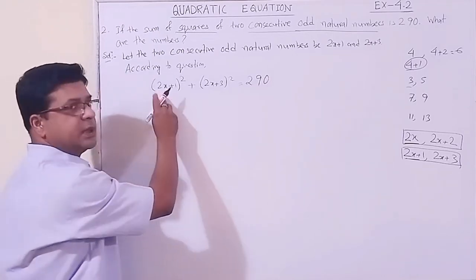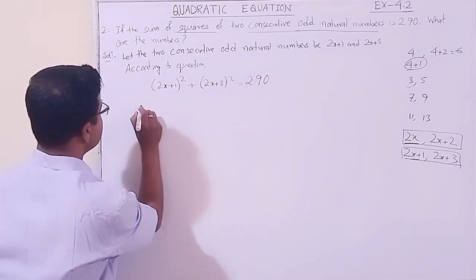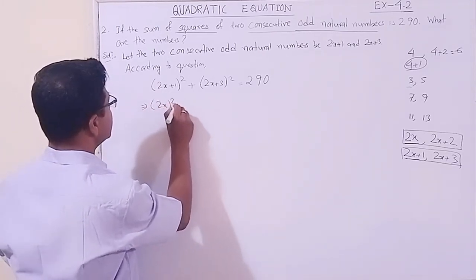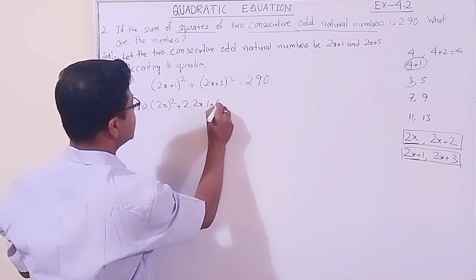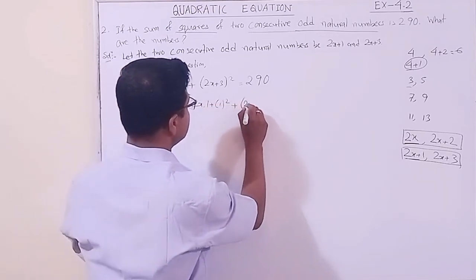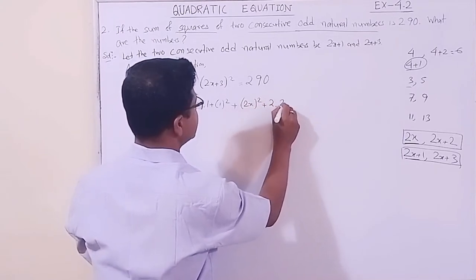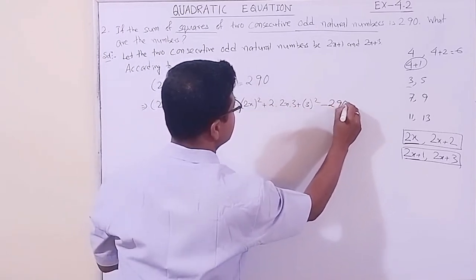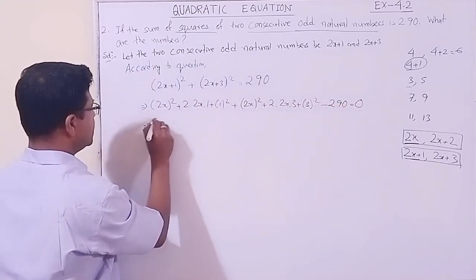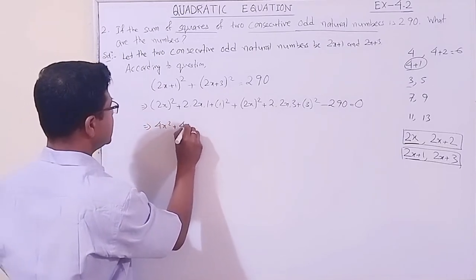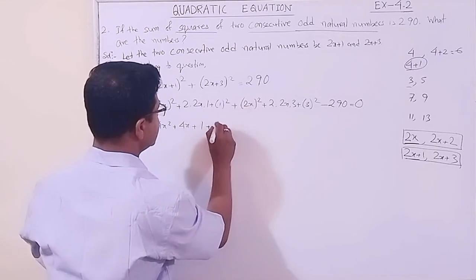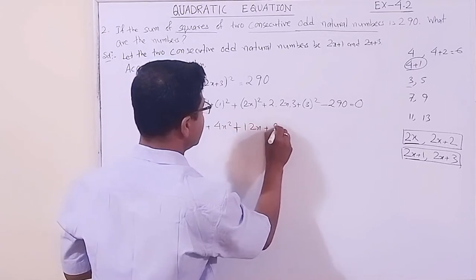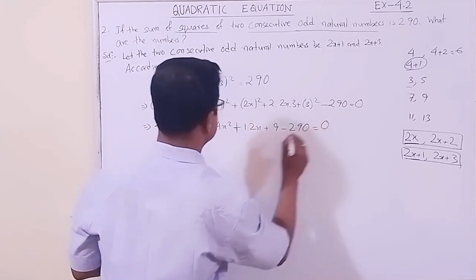Here we shall expand this with the formula (a plus b) whole square, which is a square plus 2ab plus b square. Here also a square plus 2ab plus b square. This 290 let us bring to this side. This is 4x square, 2 times 2x is 4x, this is 1, 2x square is 4x square, 2 times 2x times 3 is 12x. This is 9 minus 290 is equal to 0.